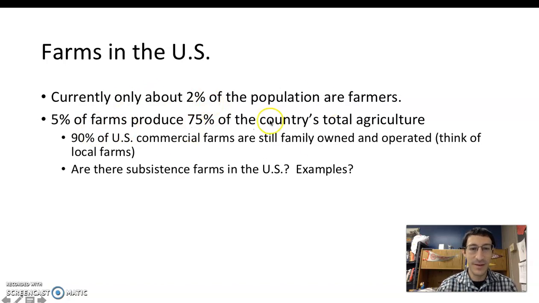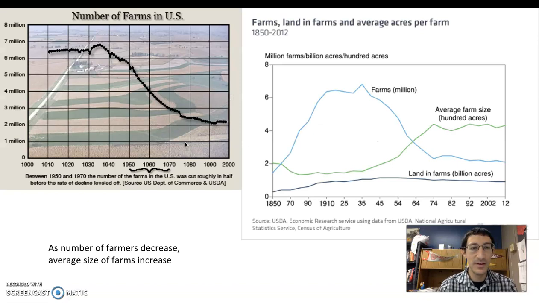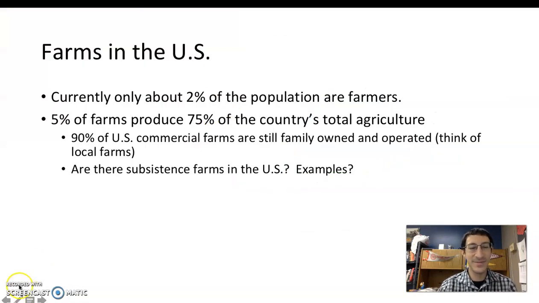So, 5% of farms in the U.S. produce 75% of the country's total agriculture. 90% of commercial farms are still family owned and operated, but those are your local farms, and they're kind of going down and being bought out more and more. So, more things to consider that we will do in class. We'll leave it at that.